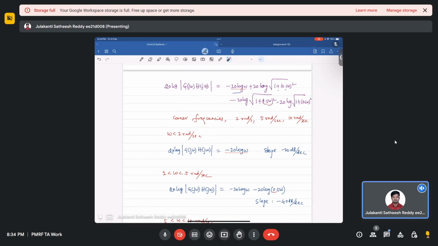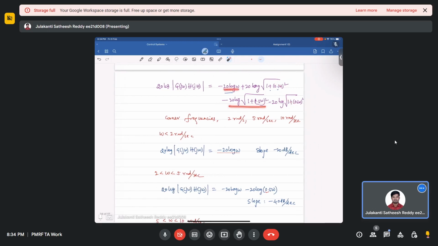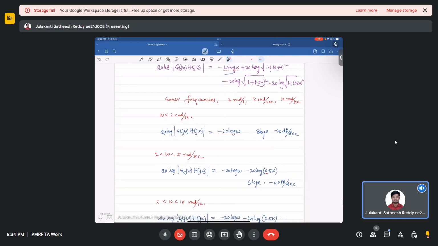So the square will be an even higher value, so 1 can be negligible. Then you can say 20 log 0.5, right? And this one will be negligible. So you have this one as well as this. If you differentiate with respect to log omega, then you have a slope of a minus quantity, like you had before.